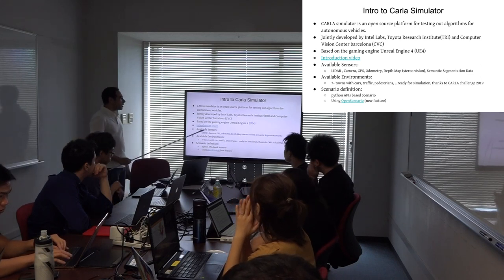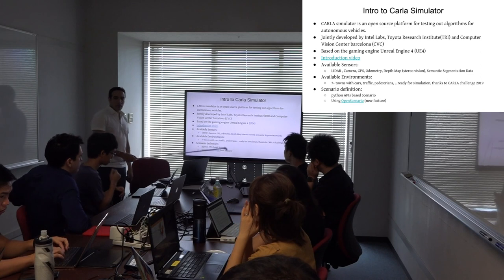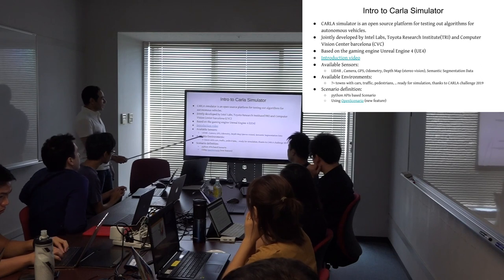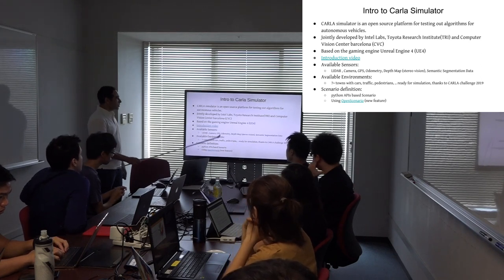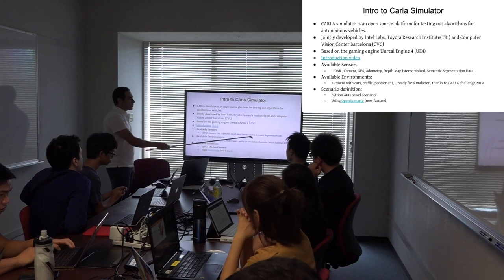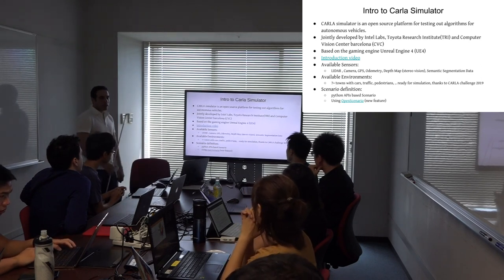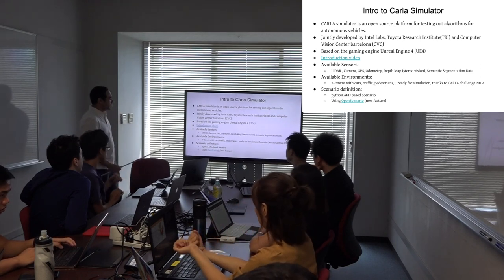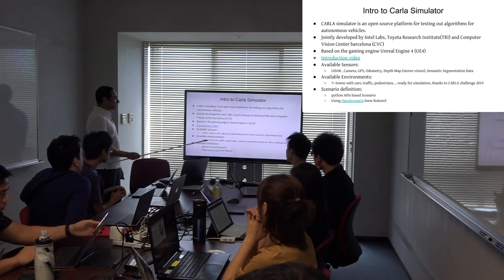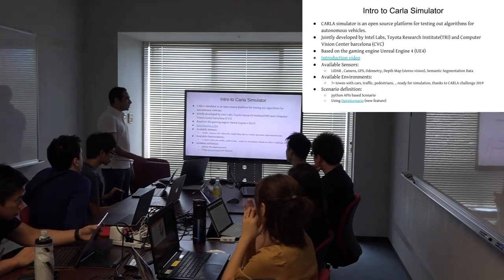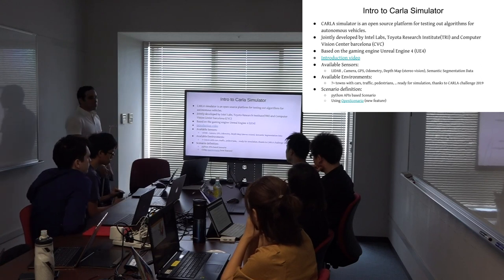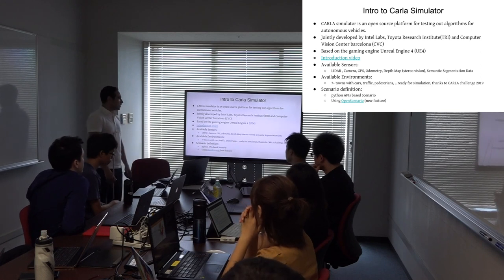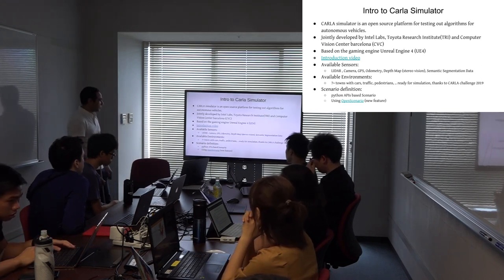Available sensors that Carla provides or simulates, or we can say emulates in this case: LiDAR, camera, GPS, odometry. They have depth map and semantic segmentation data. We can get all this data ready from the simulator. Environment: we have seven towns with cars, traffic, pedestrians, ready for simulation. And for the Carla challenge, there are also difficult scenarios included for the seven towns.